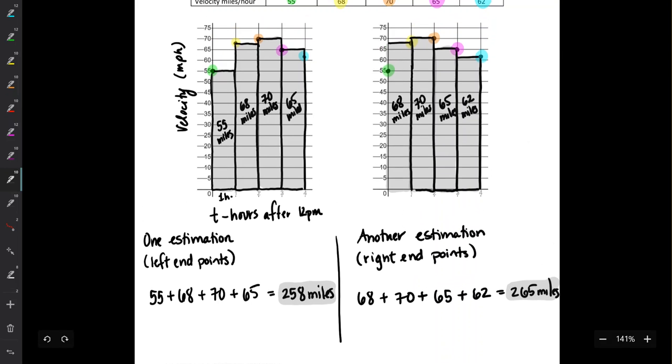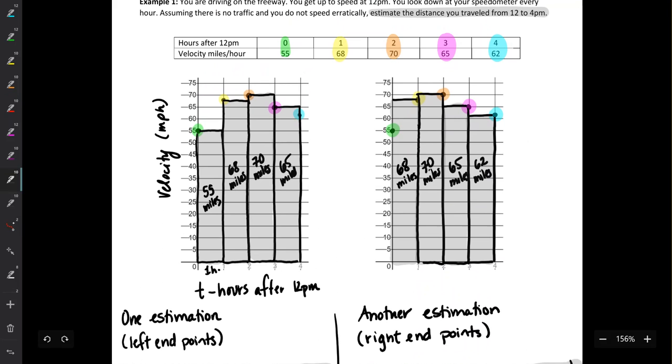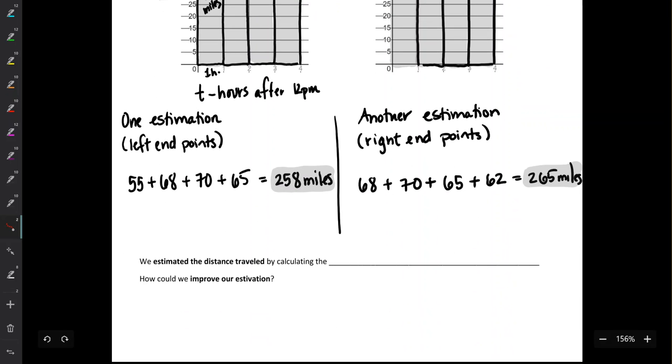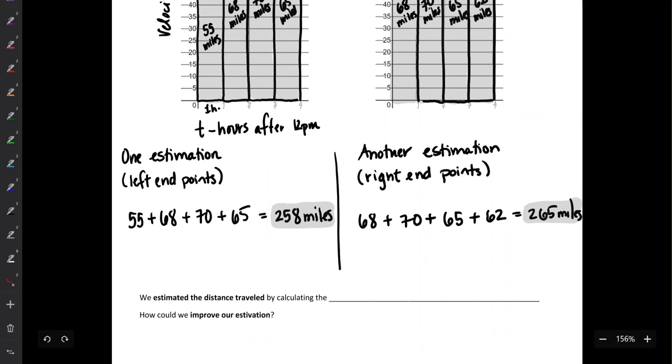In both estimations, how did we estimate the distance traveled? We were calculating area under our velocity curve. And we don't know the exact velocity function. You do not drive 55 miles an hour for a full hour and then all of a sudden, right at 1 o'clock, boom, now you're going 68 miles an hour, right? That is not how you're physically able to drive. You're probably slowing down and speeding up a little bit, at least speeding up to get up to that 68 miles an hour, right? But we made this estimation by calculating the area.